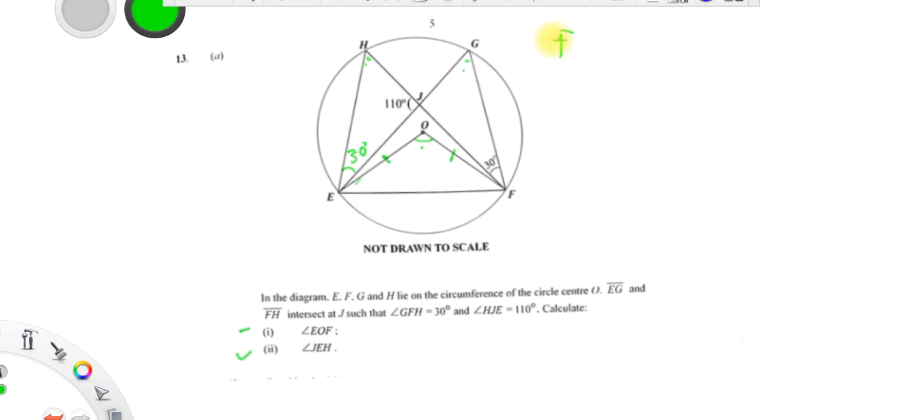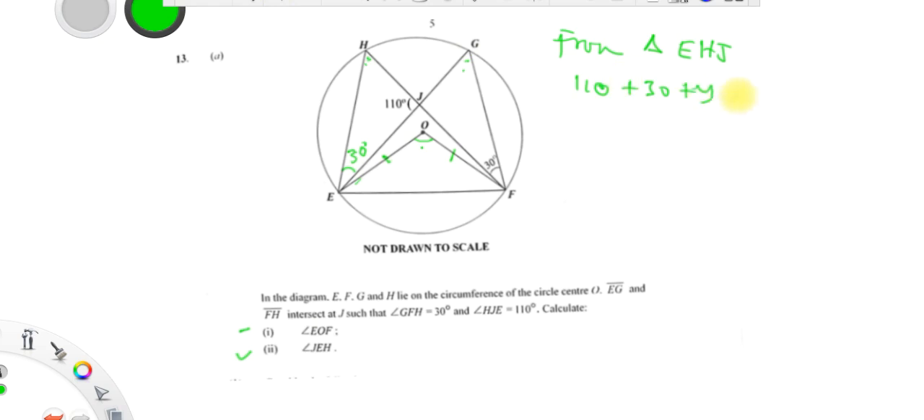From triangle EHG. Have you seen? Triangle EHG, guys. You can say that if you add 110, plus 30, plus this angle, let's denote this angle by y, guys. Let's denote this angle by y.